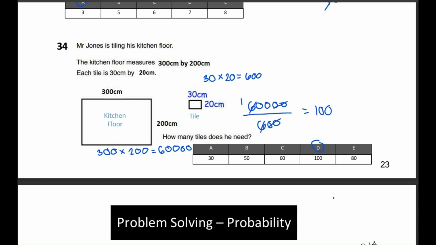First, we find the area that each tile covers, which is 30 times 20, which gives us 600 square centimeters. Then, we find the total area of the floor, which is 300 times 200, giving us 60,000 square centimeters. Then we divide 60,000 by 600, and that gives us 100 tiles needed.